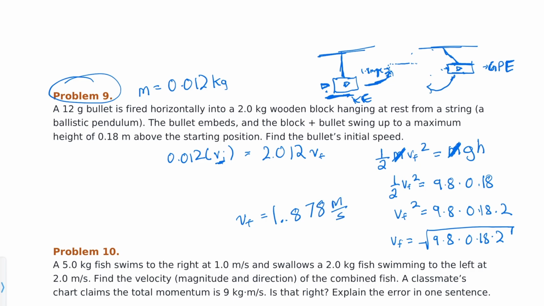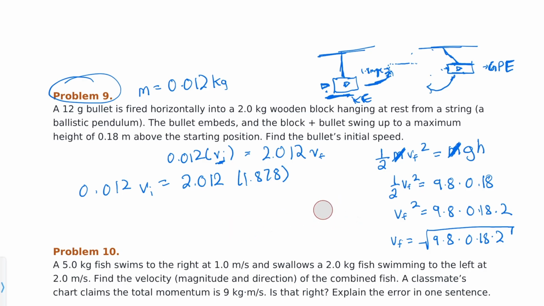Okay? So then from here, where can you go? You can just say that, you can substitute this back in, right? 0.012 V initial is equal to 2.012 times 1.878. And then you can just say V initial is equal to 2.012 times 1.878 divided by 0.012. So let's try that out, see what we get.